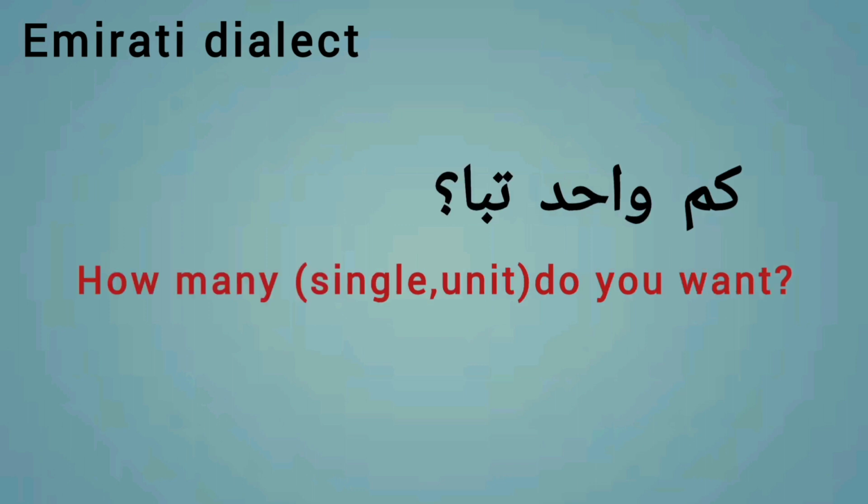And the next one, كم واحد تبى. How many do you want? كم means how many or how much. And واحد means one or single. And تبى means you want. كم واحد تبى. How many do you want? Or how many single units do you want?